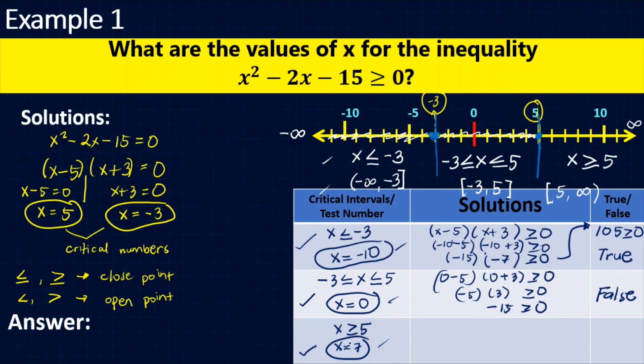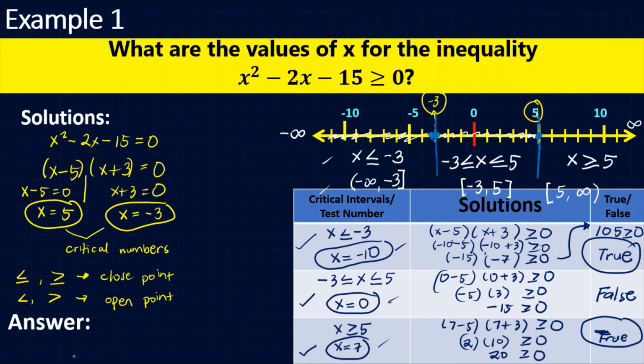Next, we have here x is equal to 7. 7 minus 5, then 7 plus 3 greater than or equal to 0. So 7 minus 5 we have 2, then 7 plus 3 we have 10 greater than or equal to 0. 2 times 10 equals 20 greater than or equal to 0. Okay, is 20 greater than or equal to 0? Yes. Okay, mas malaki si 20 kaysa kay 0. So this is true. Okay, so therefore, kukunin natin ngayon yung mga test intervals na nag-satisfy dun sa ating given quadratic inequality.